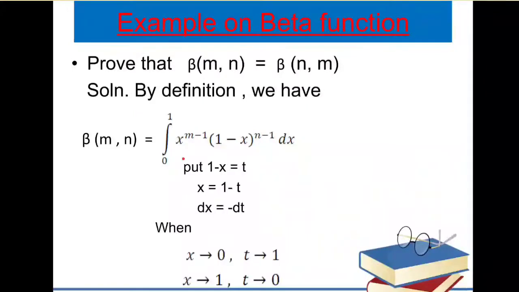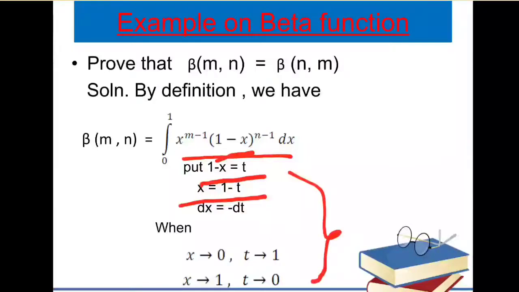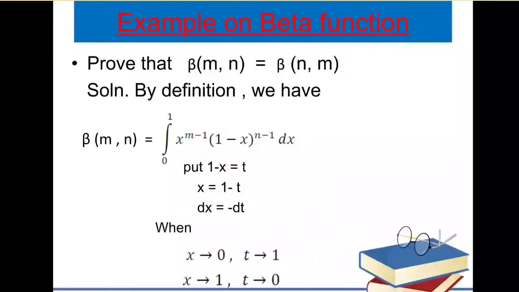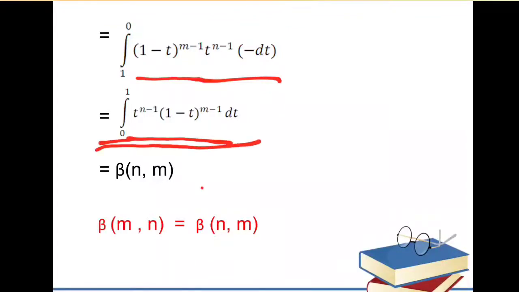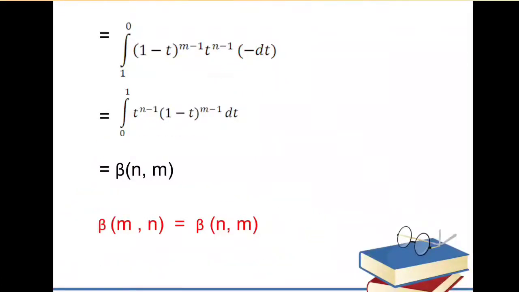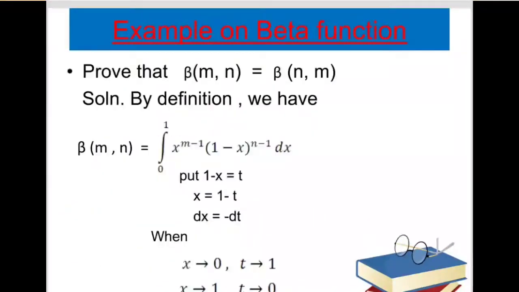Now see how to show that beta is symmetric. We just use the definition of beta function, and we require a single variable. For that, 1 minus x equals t, then x equals 1 minus t. From this term we can interchange the variable x into t. If we put this value in this integration, then the integral becomes this one. So this is the definition of beta function, and it is nothing but beta of n comma m, that means beta is symmetric. In this way we can prove the symmetric property of beta function.